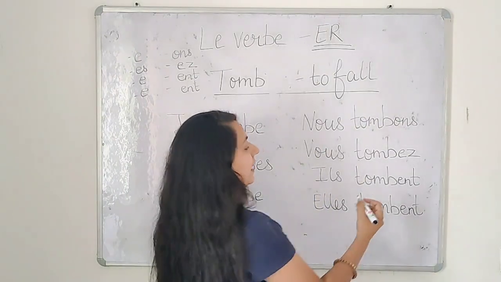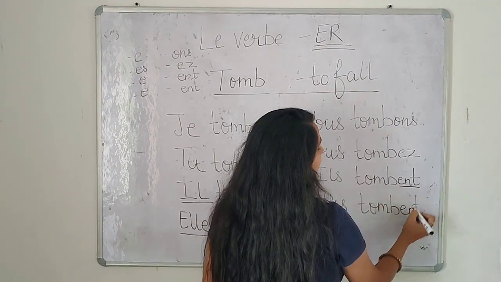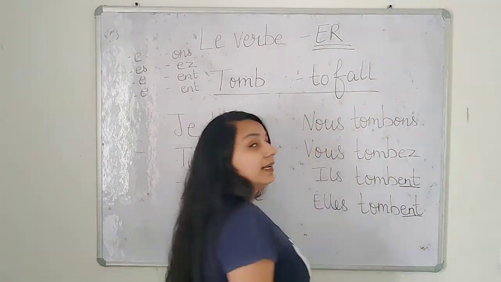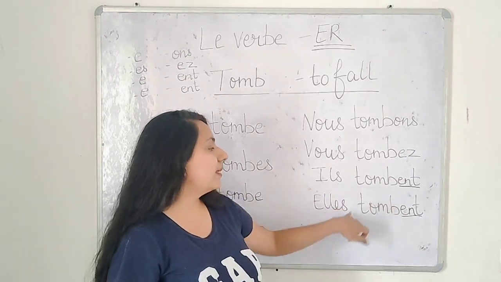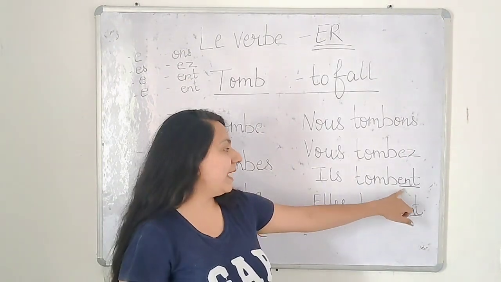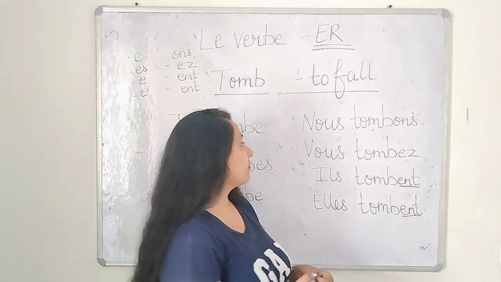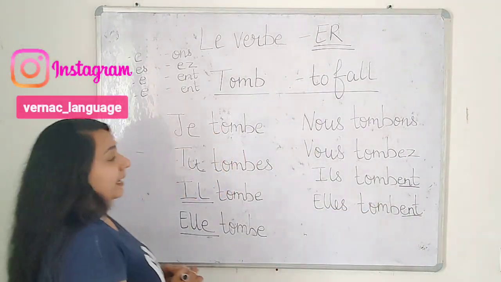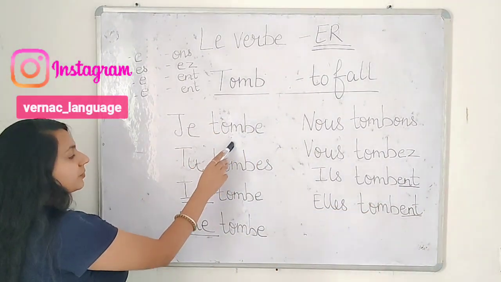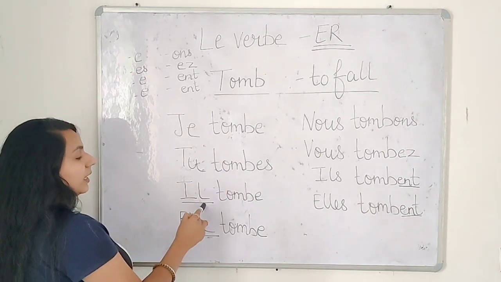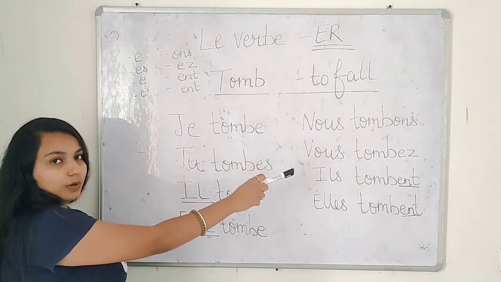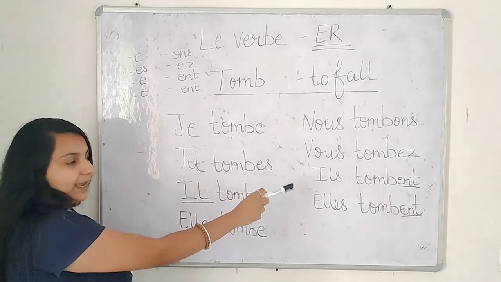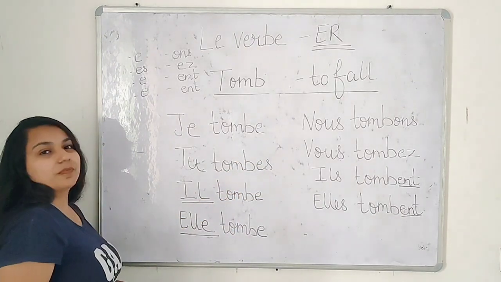Remember one thing, ENT is silent. We do not have any sound for ENT. That's why I said tombe only over here. Ils tombe, elles tombe. Not tombent or tombon. Let's repeat it again. Je tombe, tu tombes, il tombe, elle tombe. Nous tombons, vous tombez, ils tombent, elles tombent.